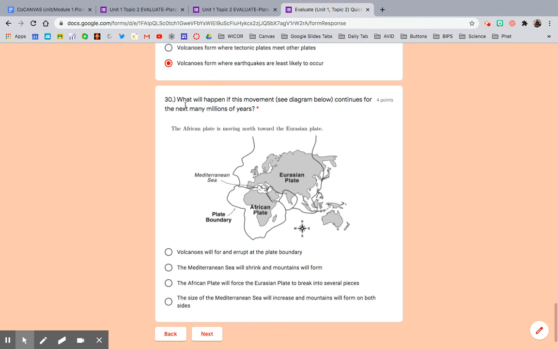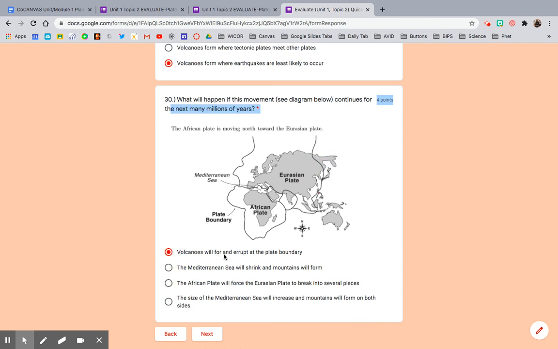And number 30, what will happen if this movement continues for the next millions of years? So what's going to happen if whatever movement's happening here continues for millions of years? So the African plate is moving toward the Eurasian plate. So this African plate is moving here toward the Eurasian plate. What is going to happen?